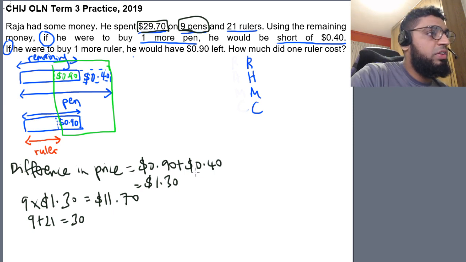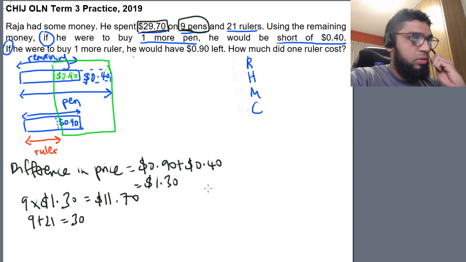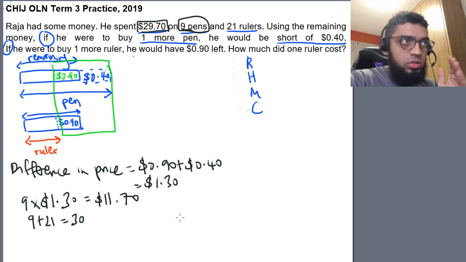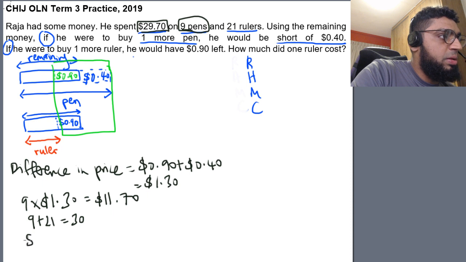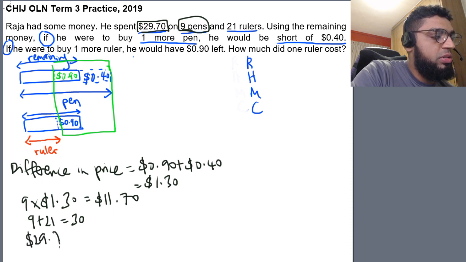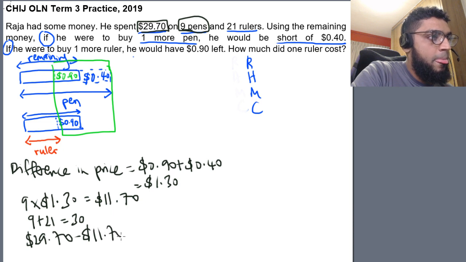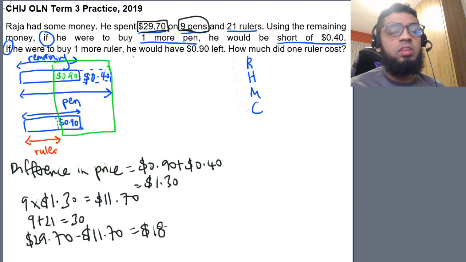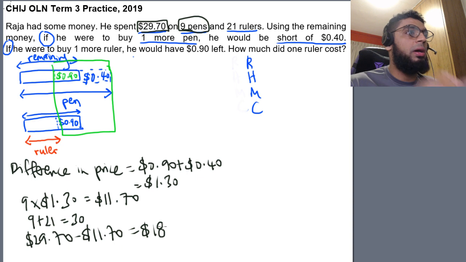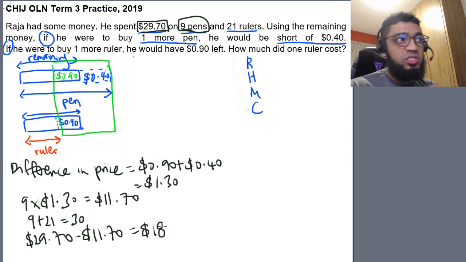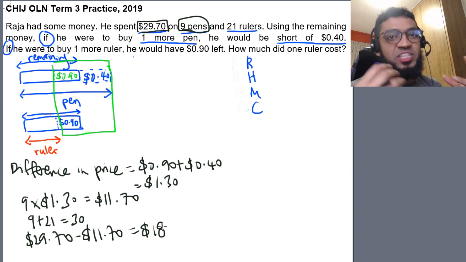Okay, so now I need to find a new total amount. The new total amount for 30 rulers is a simple subtraction. So I take 29.7 minus that total difference that I had initially. This will give me an answer of $18. Now this $18 again represents 30 rulers. Of course, in actual fact, he did not buy 30 rulers. We are just changing the pens to rulers to make it convenient for ourselves to solve this problem.